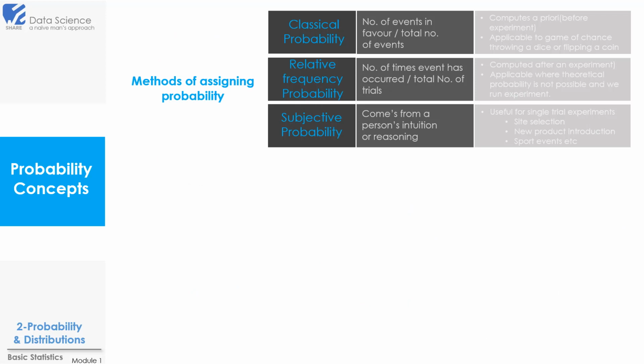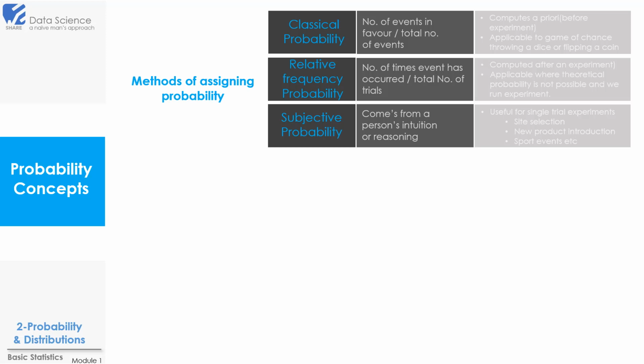So here we will see different ways of using probability. Now you really don't have to remember this. This is just to make you acquainted with the concepts. So first we have classical probability, which is given by the number of events in favor divided by total number of events. It is computed before the experiment and also called a priori, such as computing the probability of getting the number 5 on rolling a 6-sided dice.